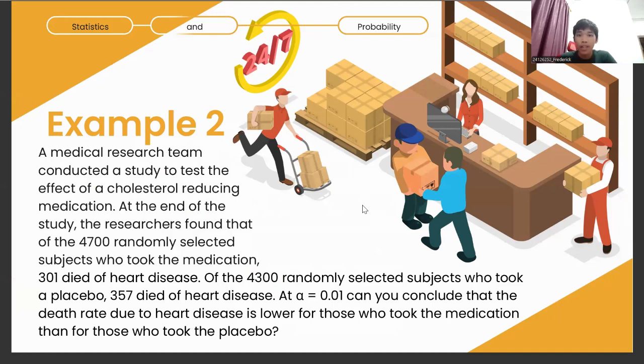Example 2. A medical research team conducted a study to test the effect of a cholesterol-reducing medication. At the end of the study, the researchers found that of the 4,700 randomly selected subjects who took the medication, 301 died of heart disease. Of the 4,300 randomly selected subjects who took the placebo, 357 died of heart disease. At a significance level of 0.01, can you conclude that the death rate due to heart disease is lower for those who took the medication than for those who took the placebo?